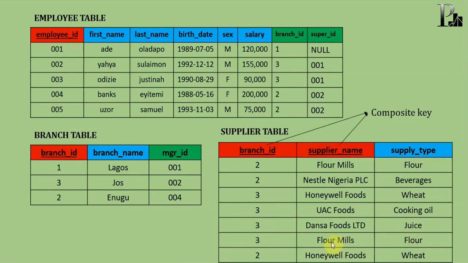If you look here very well, you'll see that Flour Mills appears 2 times. But this Flour Mills supplies branch ID 2, which is the Enugu branch, while Flour Mills also supplies branch ID 3, which is the Jos branch. So only when these two columns come together to form a composite key can we uniquely identify each row. So that is what a composite key does.